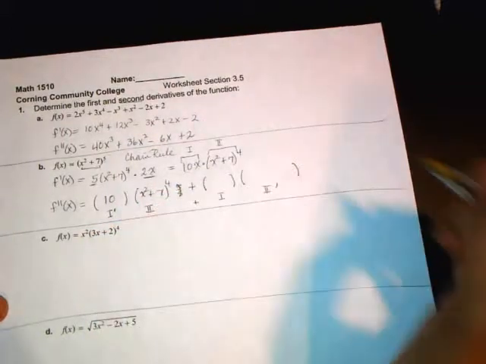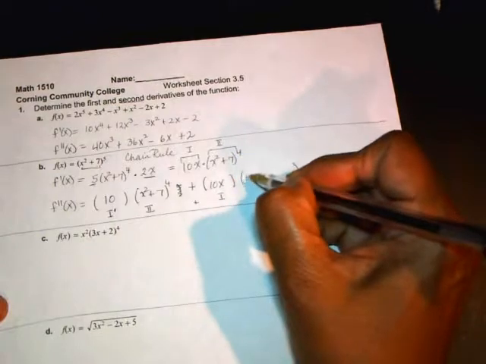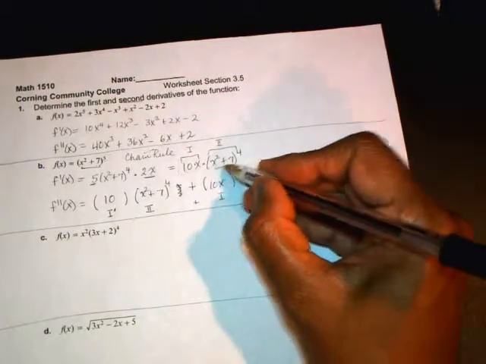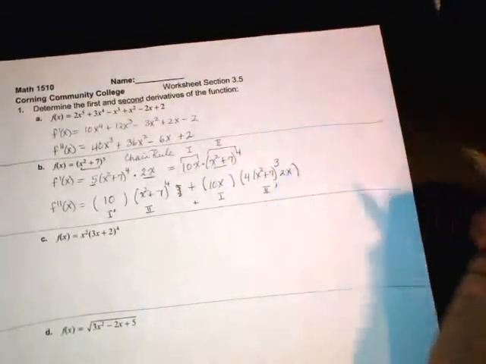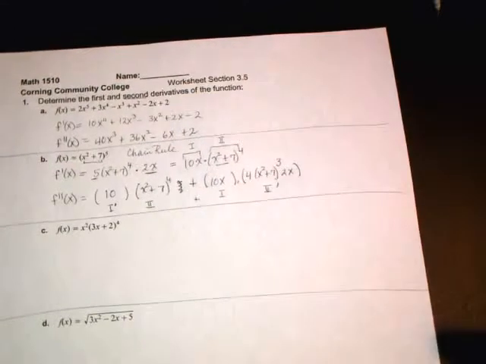Take that off. Now keep 10x as it is. Now here the 4 comes down, and then x squared plus 7 gets raised to the 3rd power. We're doing chain rule. Then you go inside, derivative of that inside is 2x. So this takes a little practice. If you want to rewind and listen to the explanation again, you should do it.